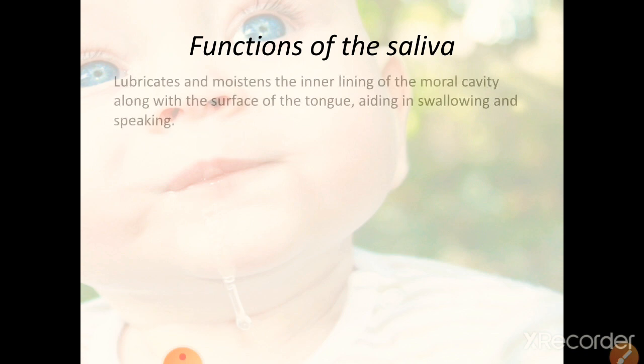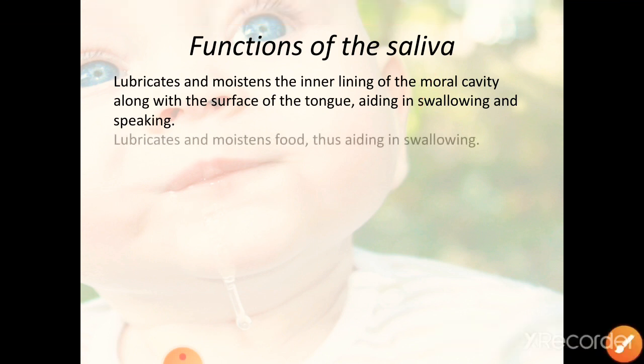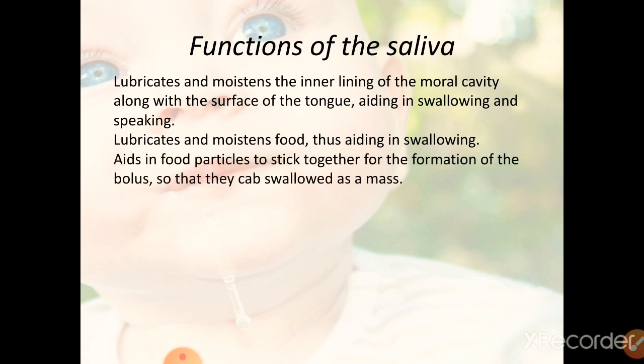So, functions of the saliva. Number 1, it lubricates and moistens the inner oral cavity, along with the surface of the tongue, aiding in swallowing and speaking. Next, it lubricates and moistens food, thus aiding in swallowing. When we eat food, it moistens our food. If our mouth is very dry and we start chewing our food, the food particles will not break down properly. Saliva helps to moisten the food and break it down into simpler substances. It aids food particles to stick together.